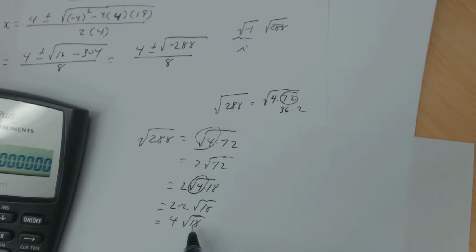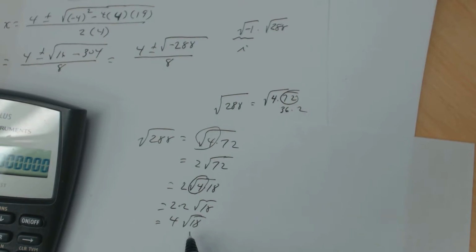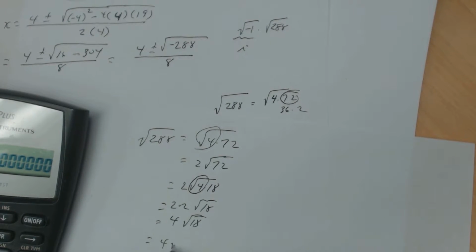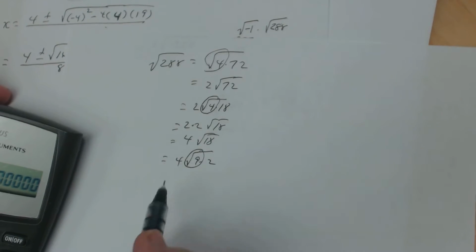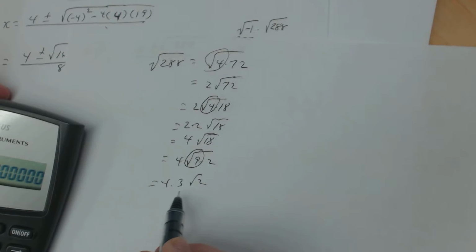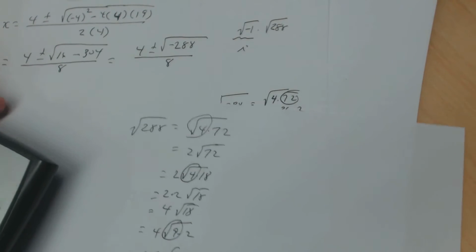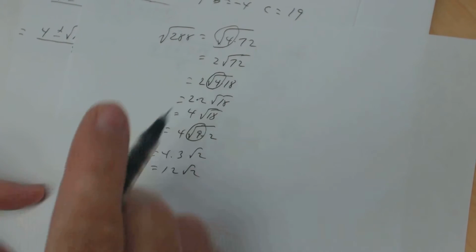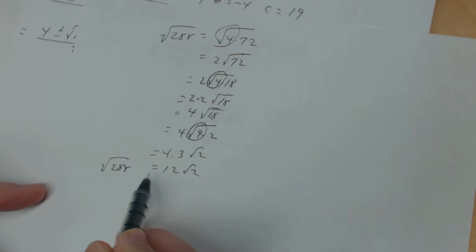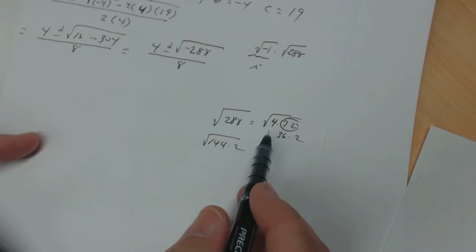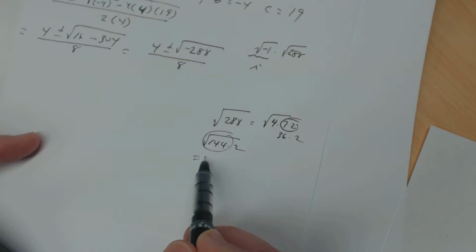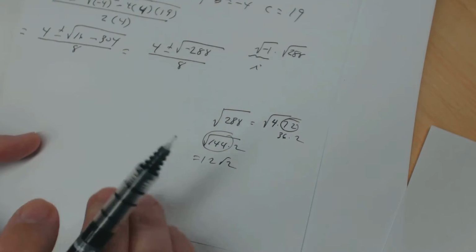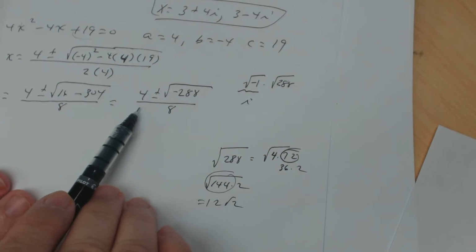simplified. I can go further with this because 9 goes into 18. So then I get 4 times the square root of 9 times 2. The square root of 9 is 3. So I get 4 times 3 square root of 2. So that's 12 square root of 2, which, remember, notice the steps. So the square root of 288 would be 12 square root of 2, which I would have gotten just by thinking about it this way, because the square root of 144 is 12, so I get 12 square root of 2.